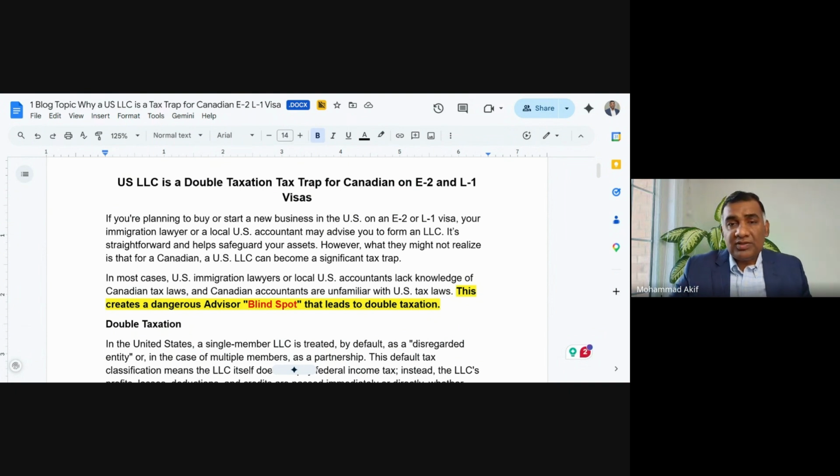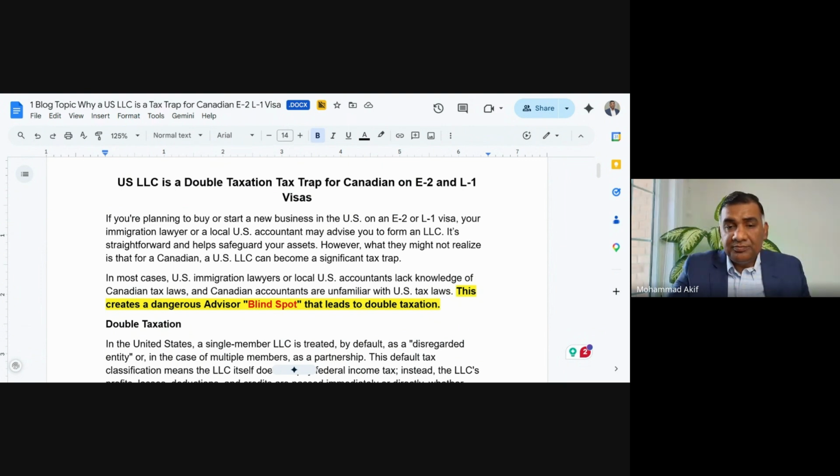the E-2 and L-1 visa, right? That's their job. And then so what they do is that they recommend, hey, get an LLC. That's the quickest, the safest, the easiest way to get an E-2 L-1 visa. And that's what you follow. Nothing wrong there. But what they don't understand is that there's a whole other side to this equation, which is the Canadian side. And I'll share with you what is happening and why US LLC creates double taxation. I'll go through some examples, and you will see what I am talking about.